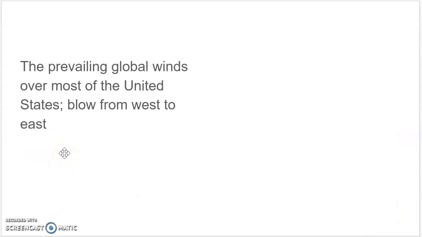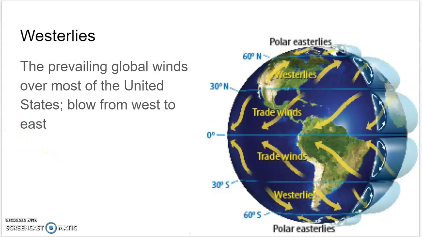Now, what do we call those prevailing global winds that cover most of the United States? As a hint, they blow from the west to the east. We call them westerlies because we always name winds based on where they're blowing from. If they're coming from the west, they're westerly winds. If they're coming from the northeast, they're nor'easter winds.